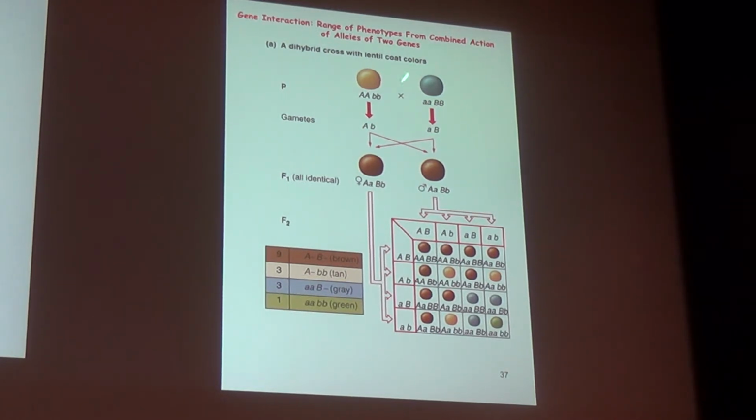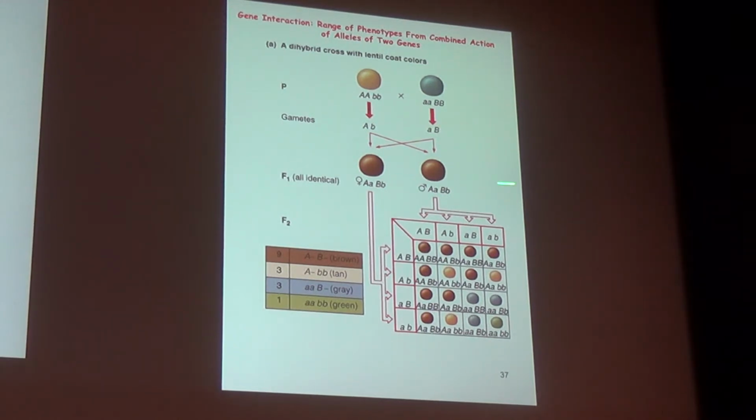So let's take a dihybrid cross for 2 genes, A and B, for color of the lentils. You can have a brown lentil crossed to a gray lentil. A brown lentil is big A, big A, little b, little b. A gray lentil is little a, little a, big B, big B. It's going to produce 2 kinds of gametes, big A, little b, and little a, big B.